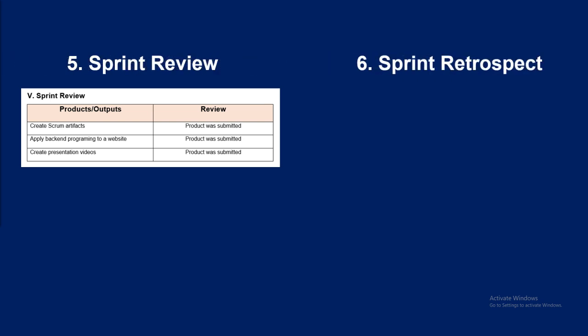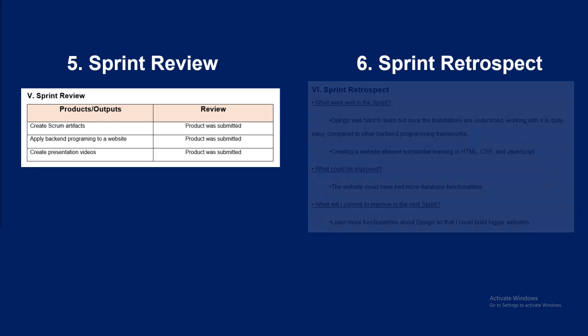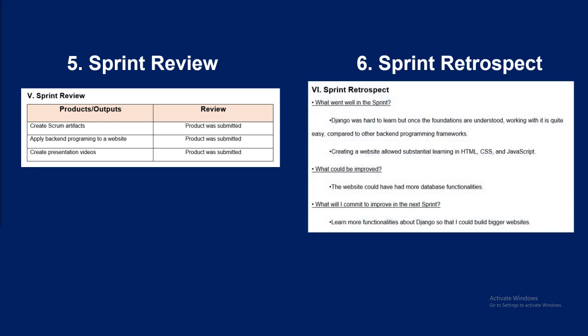Then, for the next and last artifact, I just asked these 3 main questions to have a retrospection on what I did during this sprint. The first one was what went well in the sprint, and then next, a question about what could be improved, and then next about what will I commit to improve in the next sprint.